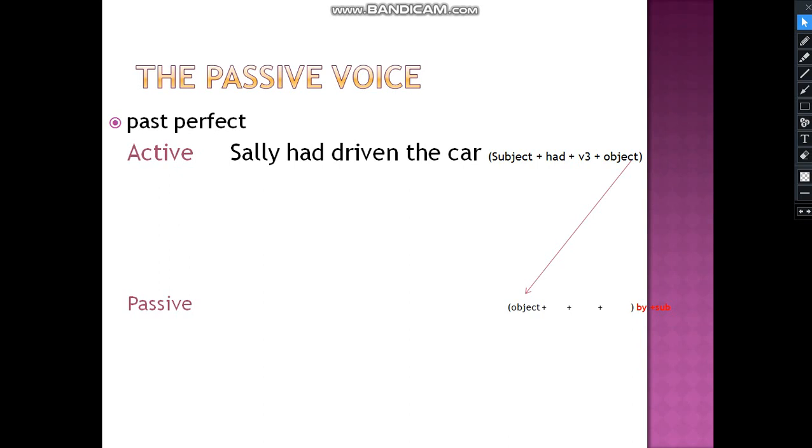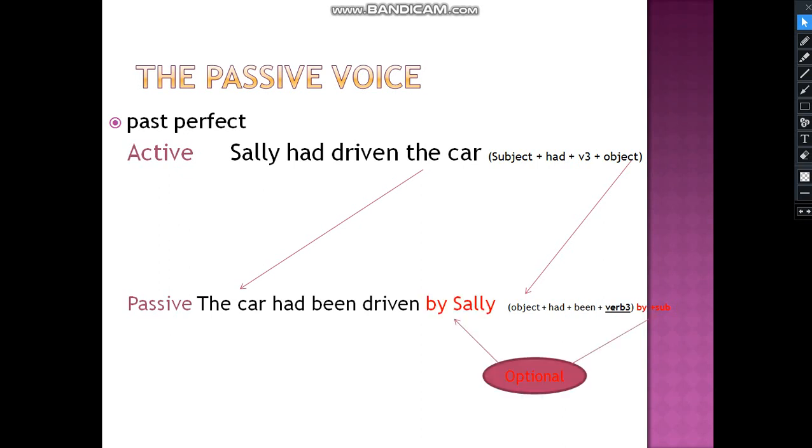How do we do it? We move our object to the front. Had, been, verb 3, and of course by subject is optional. So in this sentence, find me the subject. The object is the car. We bring the car to the front. Then we follow the rule. We add had, been, and verb 3 from driven is also driven. The last optional part, of course, is by Sally, by object.